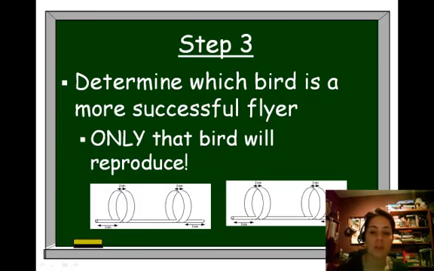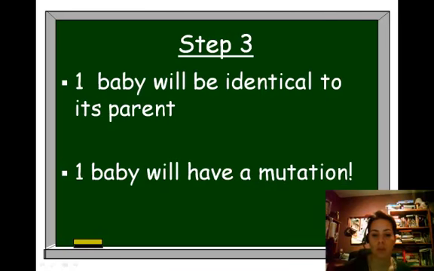So maybe it could fly farther to get better food, maybe it could fly farther and get a good mate, maybe it was just more physically fit and mates wanted to reproduce with it more, but only one of those 2 birds will reproduce. So the result of that reproduction will be one baby that's identical to its parent. So you will take the one bird that more successfully flies and just pretend it reproduced by cloning and sit it over on the side, don't touch it. The other baby, or the less successful flyer, will reproduce, but that baby will have a mutation.